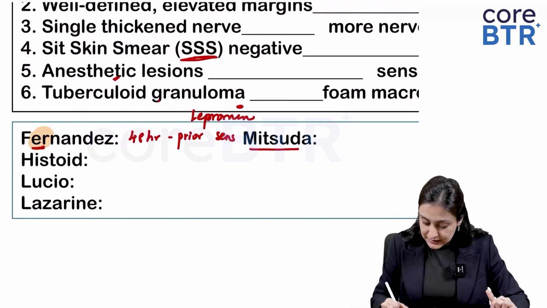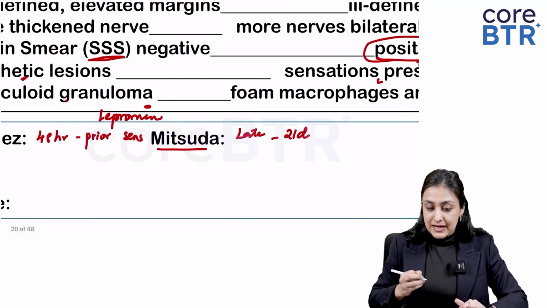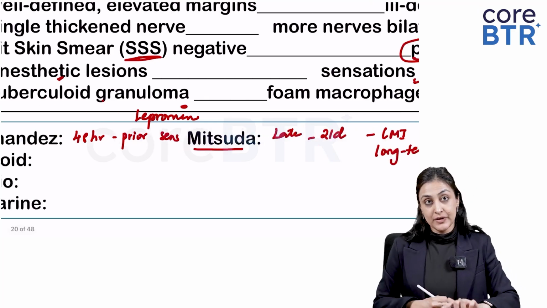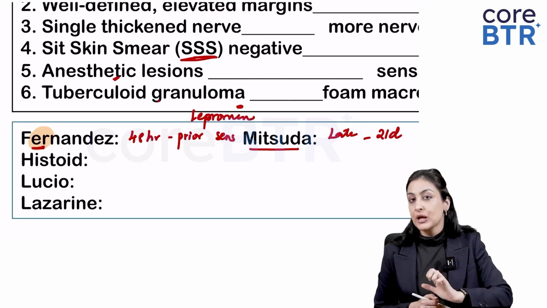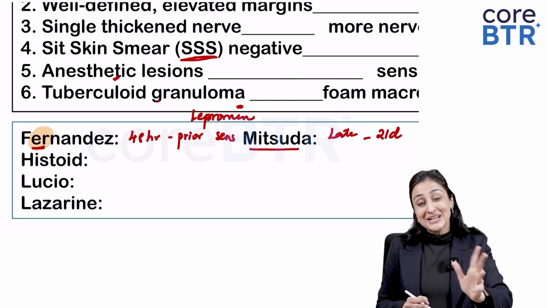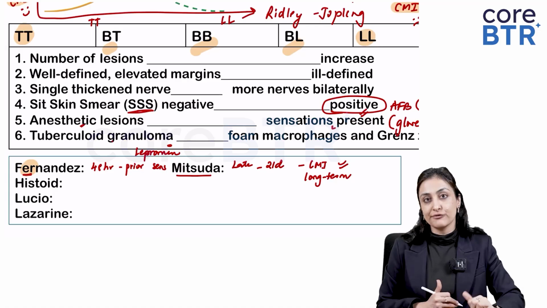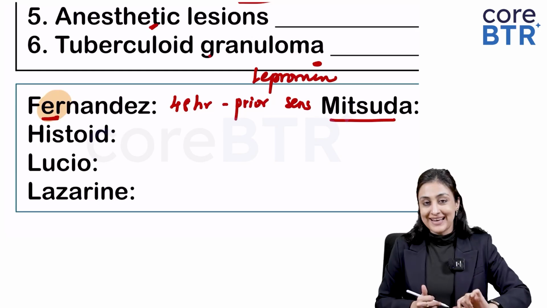Mitsuda is the late reaction. This is what is read at 21 days, and this is what indicates a good cell mediated immunity which has developed over a long term. So Fernandez, read at 48 hours, early, prior sensitization. Mitsuda, late, means now you are developing immunity. So two phases of lepromin, never been asked, extra H. Then you have three forms, again extra H.